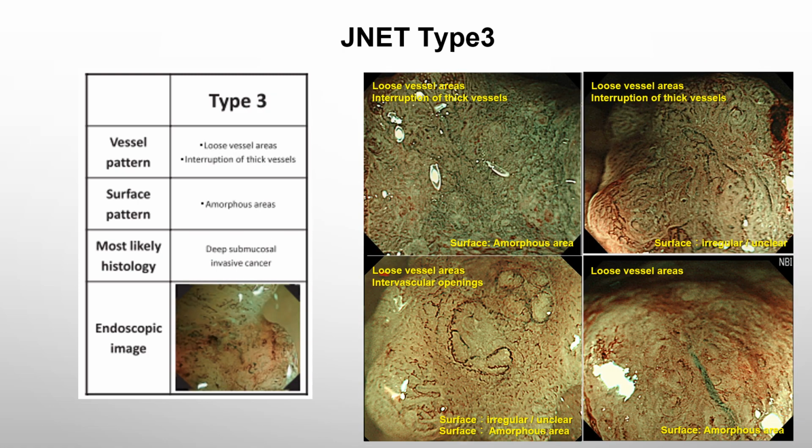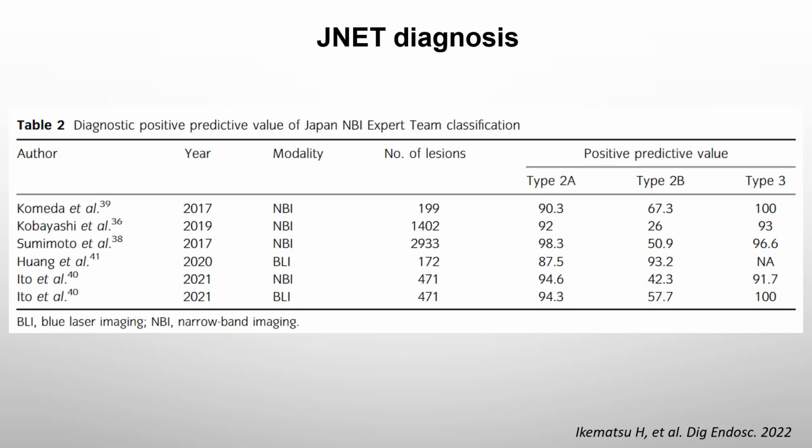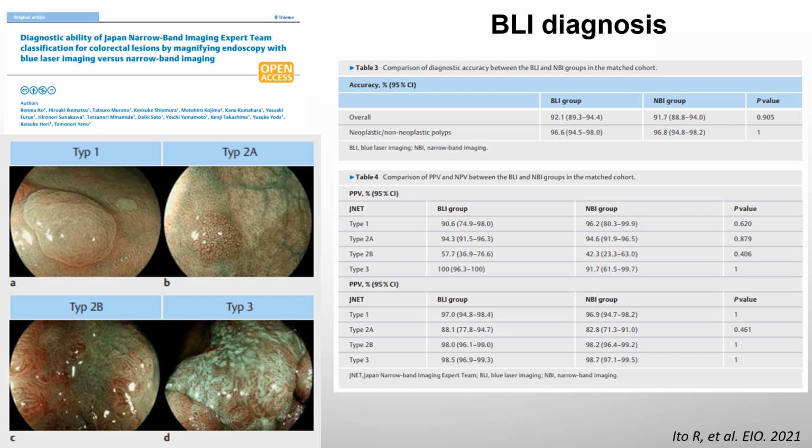Type 3 of JNET corresponds to deep submucosal invasive cancer. Vascular pattern is loose vessel area or interruption of thick vessel. Surface pattern is amorphous area. Diagnostic positive predictive value of JNET is high for type 2A and type 3, but type 2B is low. Diagnostic accuracy of JNET by WLI is the same as that of NBI.